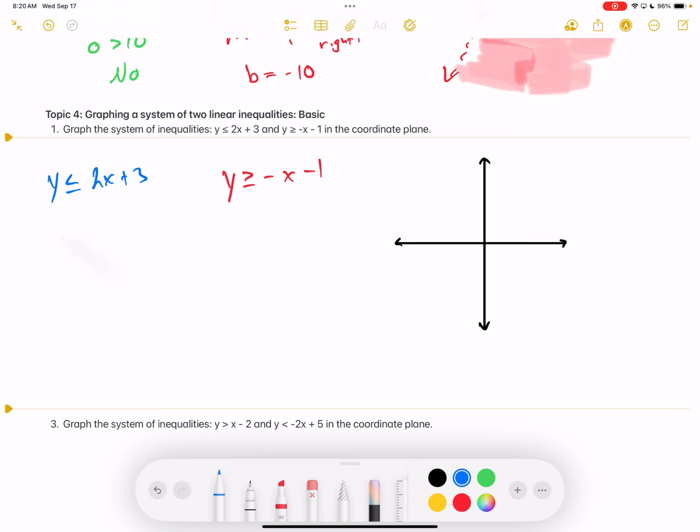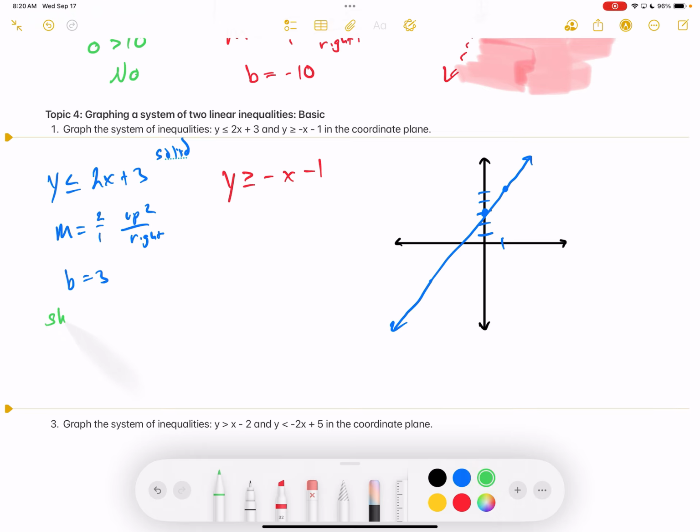All right, so the slope is 2 over 1 on my blue one. That's up 2 to the right 1. And my y-intercept is 3. This is a solid line because it's less than or equal to. So 1, 2, 3. And then I go up 2 to the right 1. And there's my blue line. I do need to shade. I'm going to need to make that a little bigger.